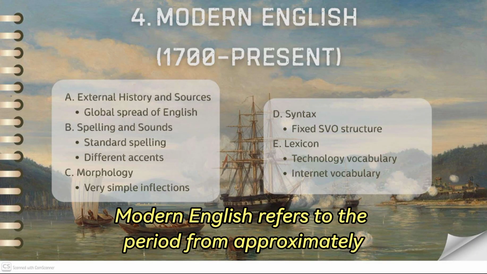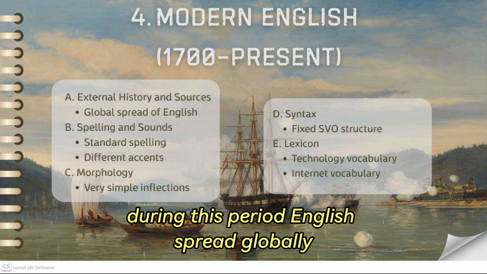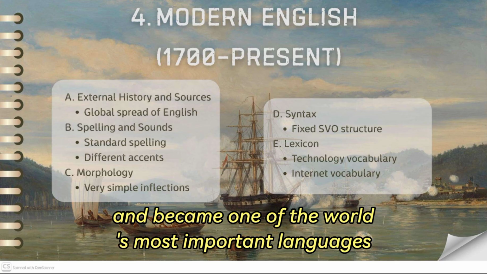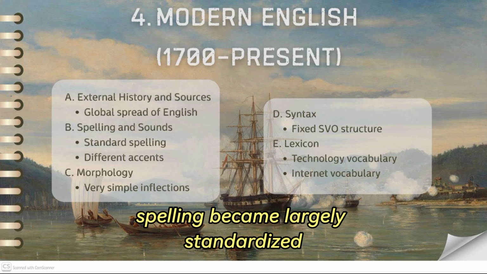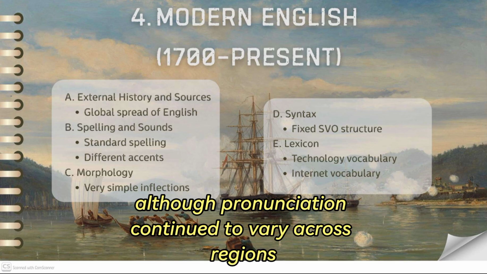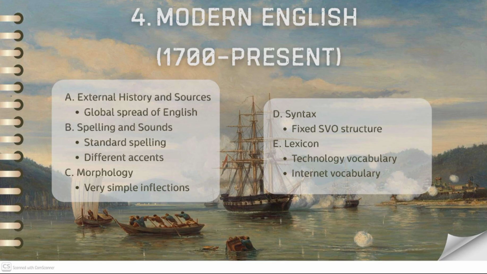Modern English refers to the period from approximately 1700 to the present day. During this period, English spread globally and became one of the world's most important languages. Spelling became largely standardized, although pronunciation continued to vary across regions. Morphology became relatively simple compared to Old English.